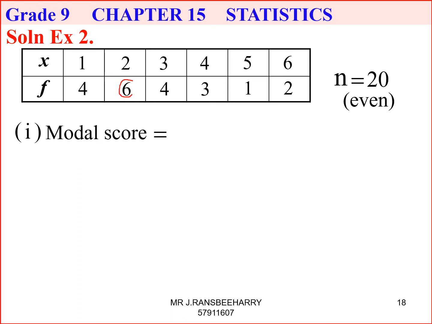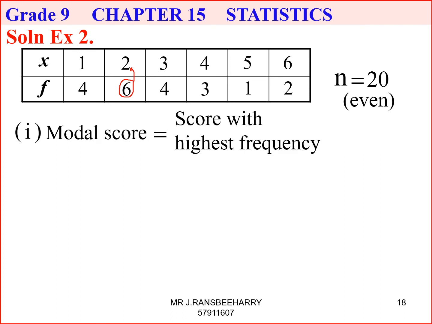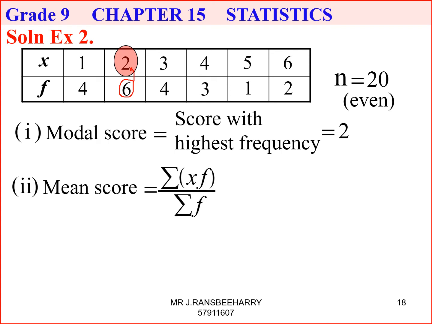Highest frequency 6 means we obtain 2 six times. So the modal score, or the mode, is 2. Secondly, mean. Mean is the sum of score times frequency over the sum of frequency.